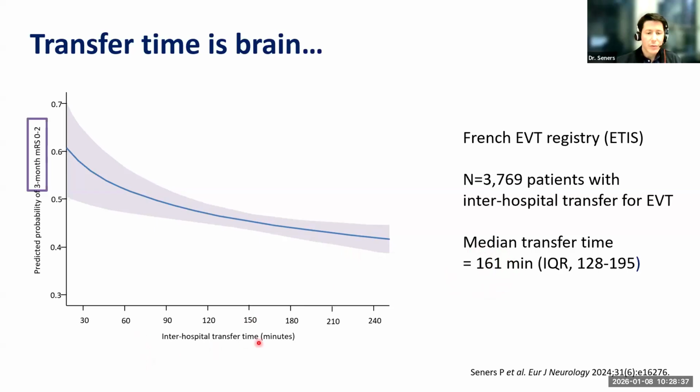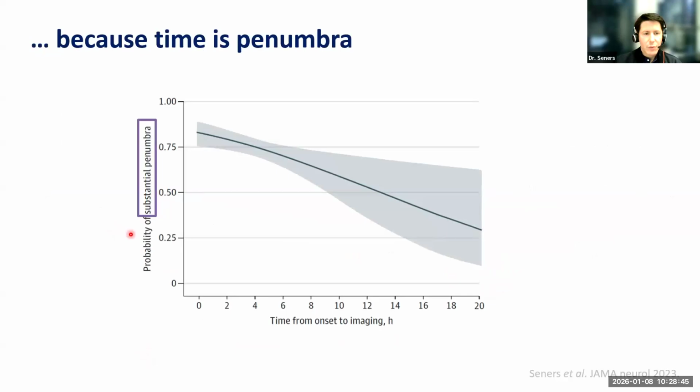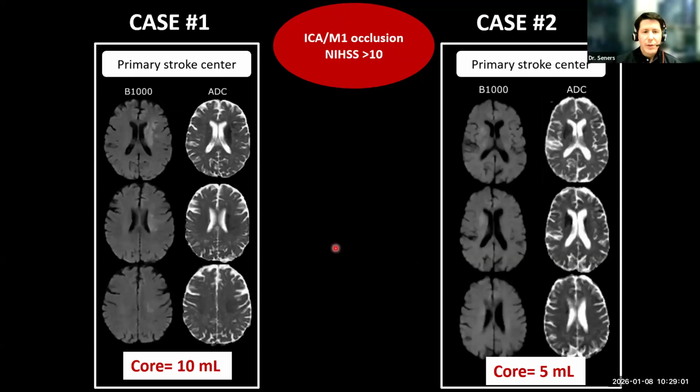And the longer the transfer time is, of course, the lower the probability of reaching a good 3-month functional outcome. And this is, of course, because as time elapses, the infarct core will grow and the ischemic penumbra, so the tissues that can be salvaged, will decline. But we also know that there is massive heterogeneity across patients in terms of infarct core growth. And I will show you this with those two cases.